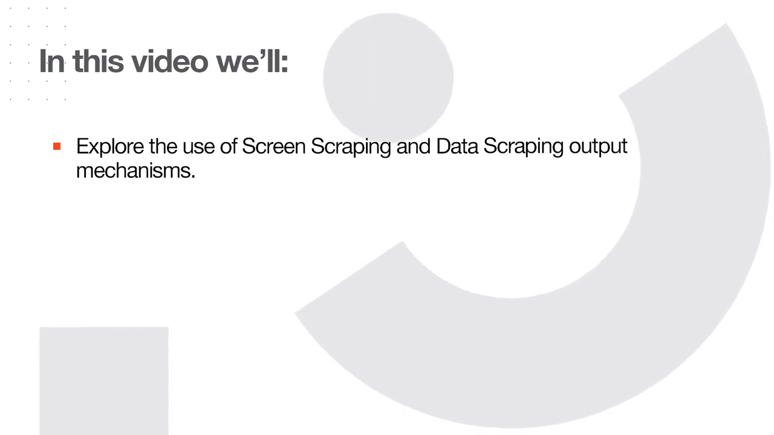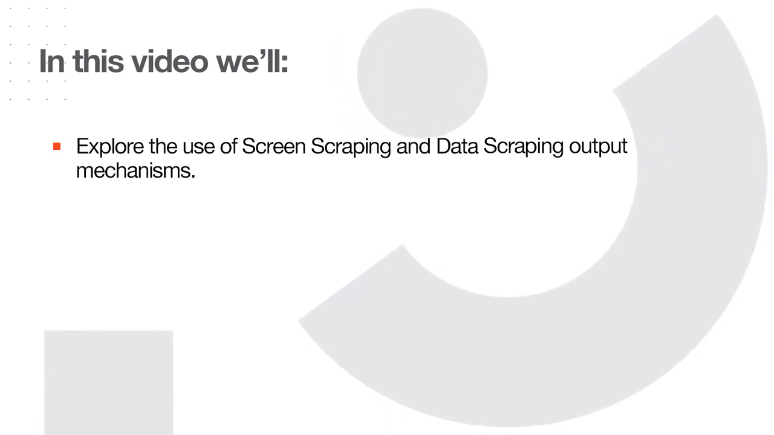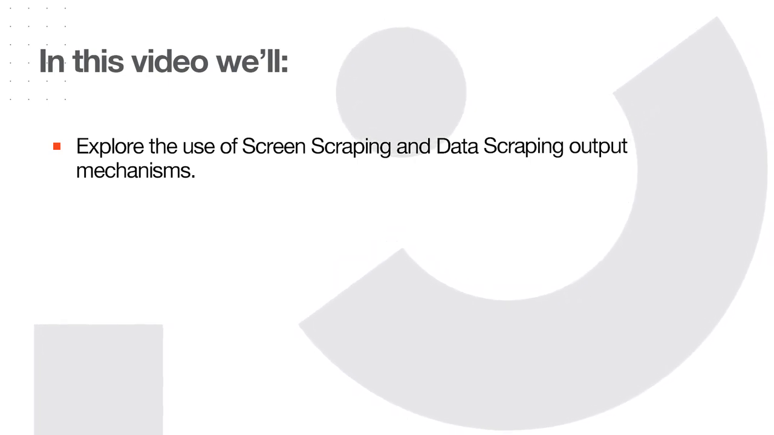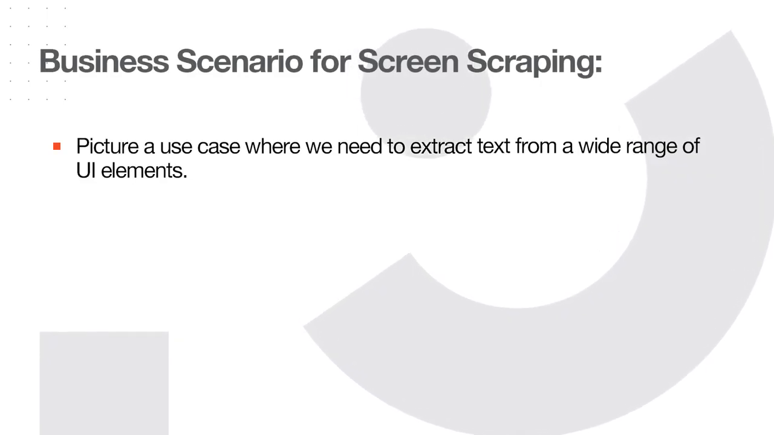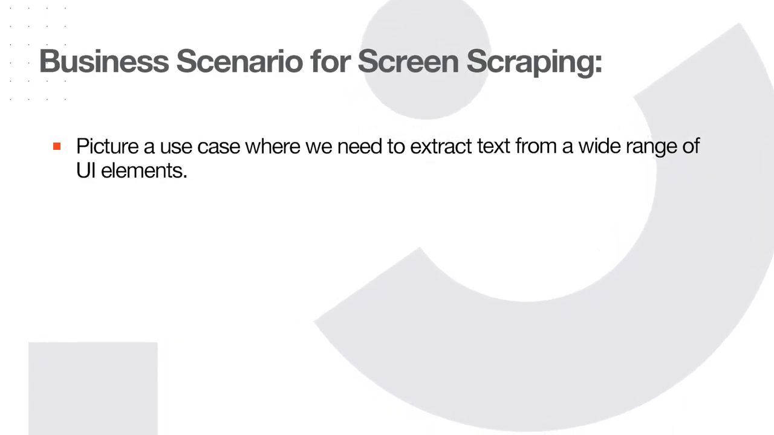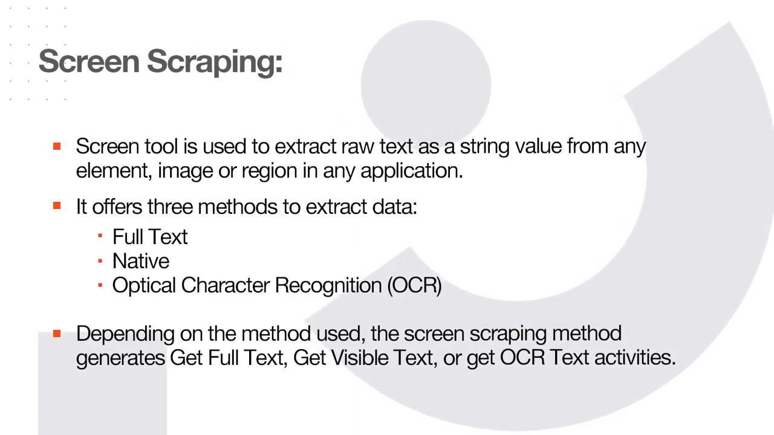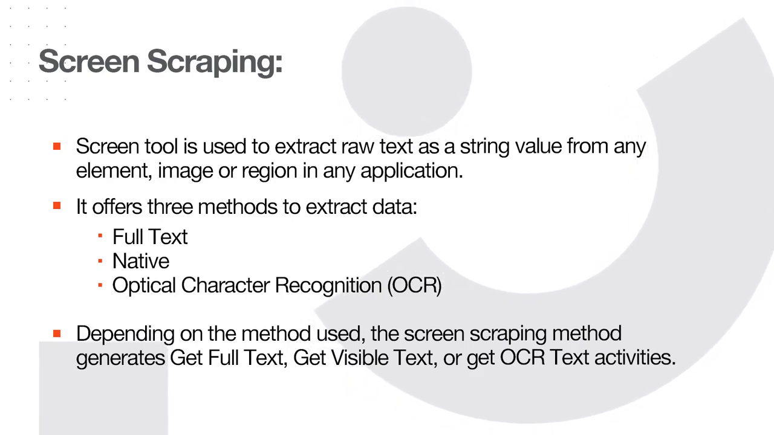We've previously seen how to use getText, which is one of the most used UI automation output activities. However, it can only extract text from one single element. Picture a use case where we need to extract text from a wider range of UI elements in an application. For that, we can use the screen scraping tool to extract raw text as a string value from any element, image, or region in any application.